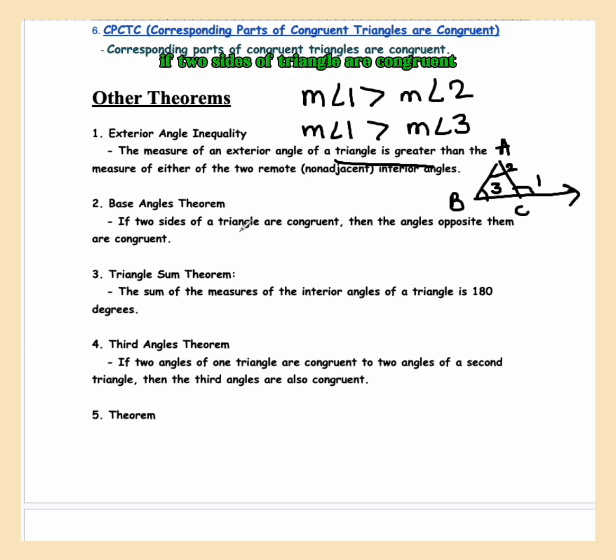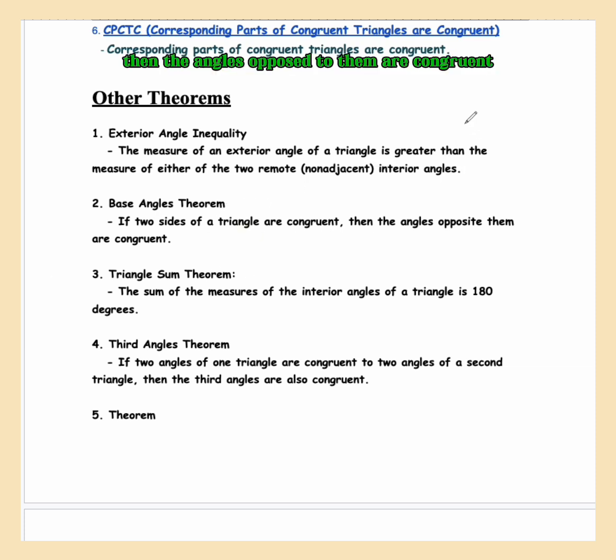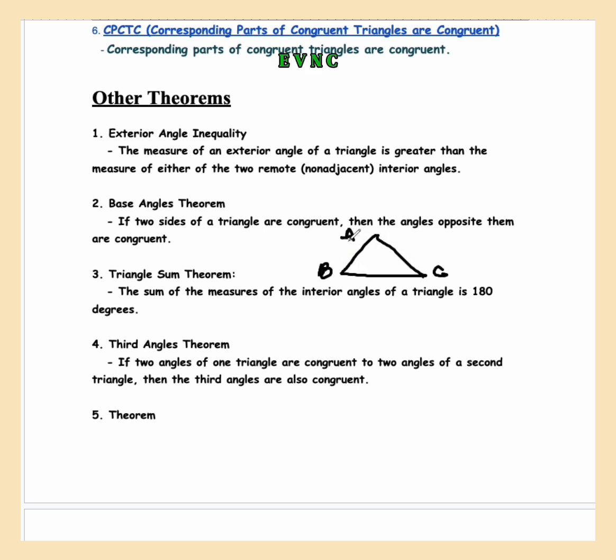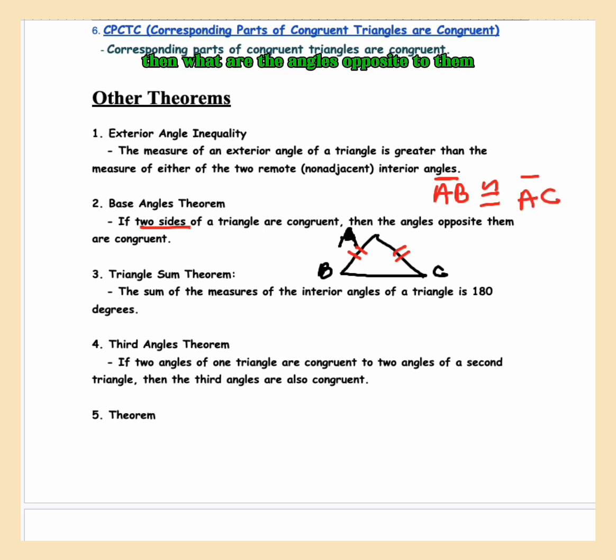Base angles theorem. If two sides of a triangle are congruent, then the angles opposite to them are congruent. Triangle A, B and C. So if two sides of the triangle are congruent, let's talk about this. If line segment AB is congruent to line segment AC, then what are the angles opposite to them? The angle opposite to AC would be angle B, and the angle opposite to AB would be angle C. So if the line segments are congruent, then the angles opposite to them are also congruent.